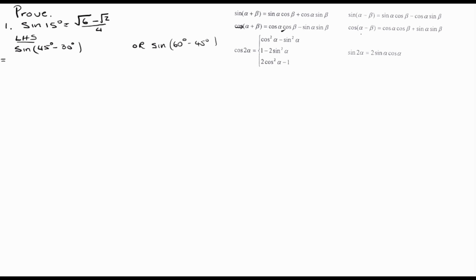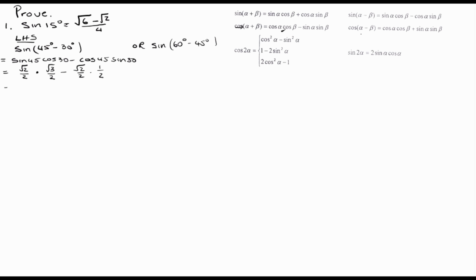Right, we are now going to use our compound angle up at the top here, the subtraction compound angle of sine. So it's going to be sine of 45 cos of 30 minus cos of 45 sine of 30. Right, into our special angles, sine of 45 is root 2 on 2 times cos of 30 is root 3 on 2 minus cos of 45 is root 2 on 2, and sine of 30 is a half.